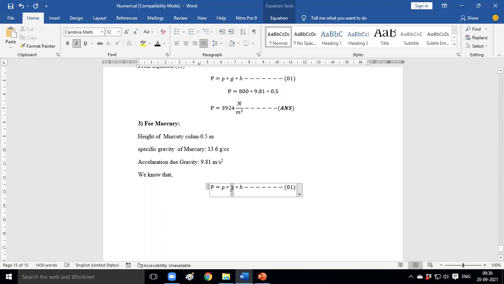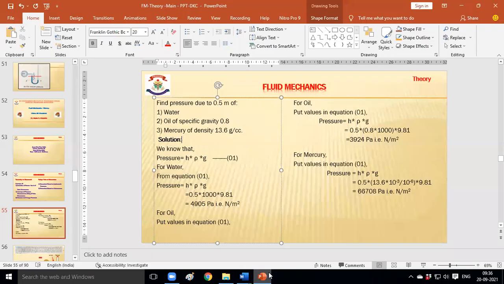So we already know the value of G. H is given in the numerical. Is the density given in the numerical? Density of mercury, is it given in the numerical? No, sir. Okay, just wait for 1 minute. Is it a density or a specific gravity? Okay, mercury density.